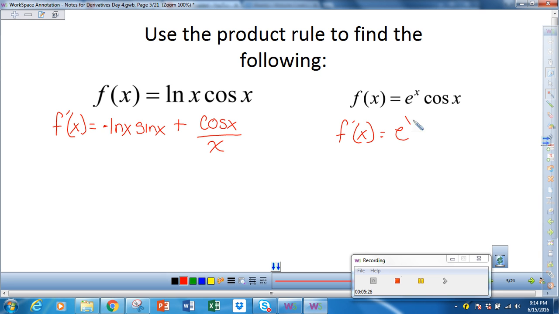We keep e to the x the same, take the derivative of cosine x, which is negative sine x. And then we keep cosine x the same and take the derivative of e to the x, which is e to the x.